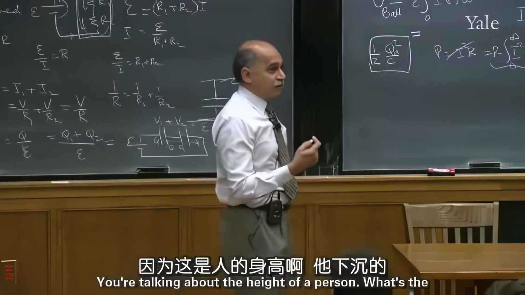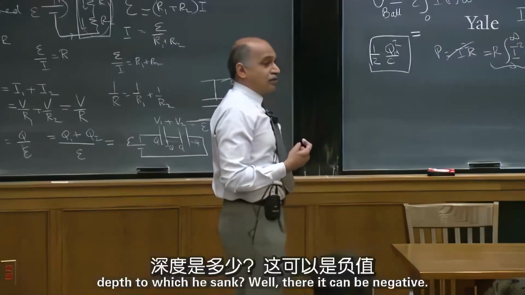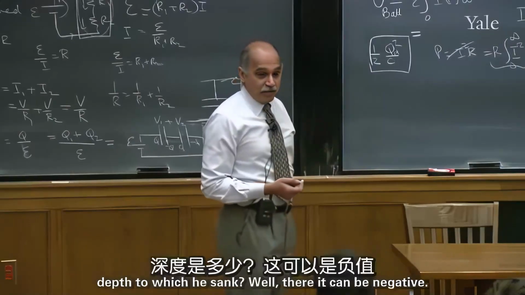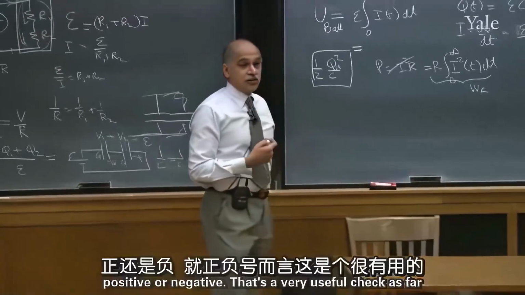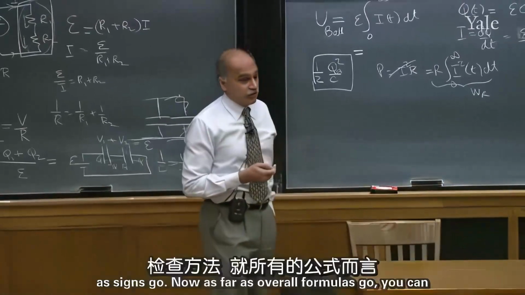Okay, you're talking about the height of a person. What's the depth to which he sank? Well, there it can be negative. So you should know by context whether the answer is positive or negative. That's a very useful check as far as signs go.